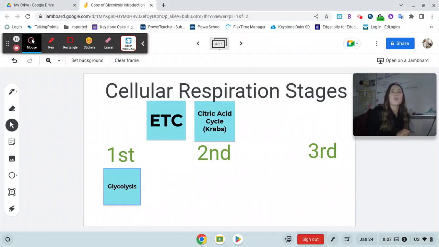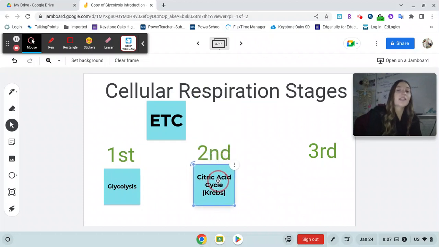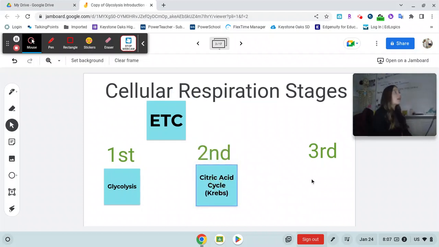What is that? What does that mean? What does that happen? Why is it first? Do you remember what was second, Joey? Was it the citric acid one or the ETC one? Everybody move that second guy to the second spot. This is the second step of cellular respiration. It is in the mitochondria, and it's not what we're looking at today.